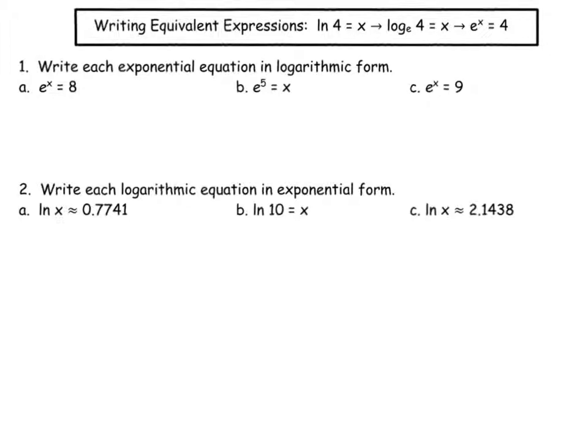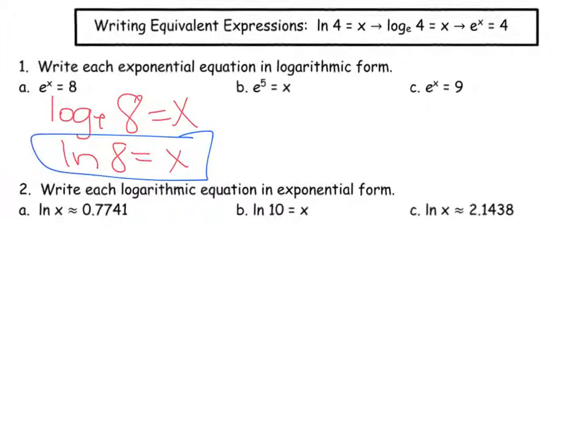So the first thing we're going to do is write log base e of 8 equals x. And this is just rewriting exactly how we did when we went from exponential to logarithmic form, log to exponential form. The only difference is we have that little base of e. And then we can actually write log e as just ln, or natural log 8 equals x. And that's our final answer.